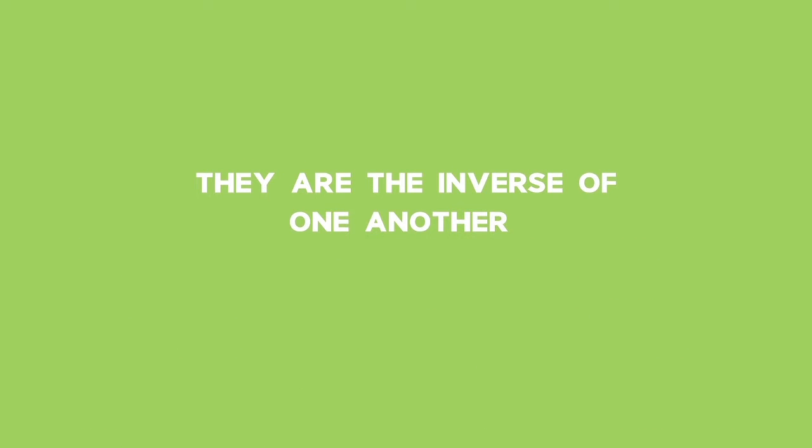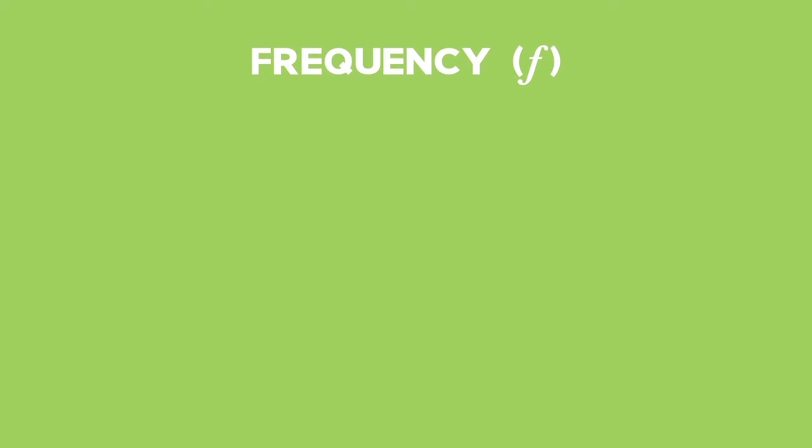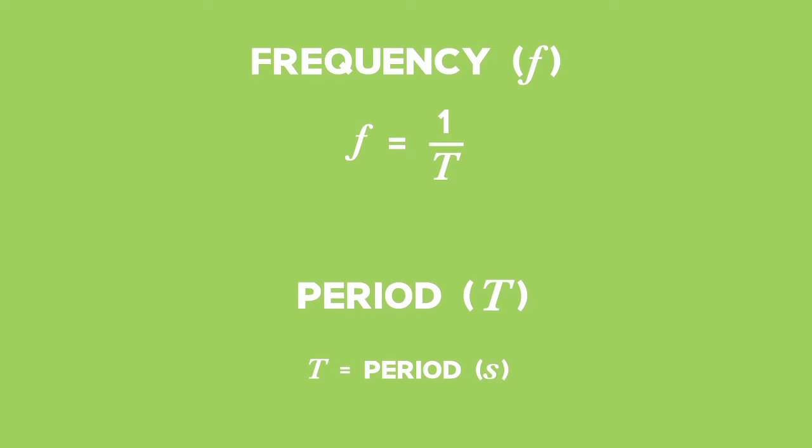They are related to each other by a simple equation. You'll notice that they are the inverse of one another. Frequency is 1 over period, and period is 1 over frequency. If I know frequency, I can work out period. If I know period, I can work out frequency. Please remember frequency is a lowercase f and period is a capital letter T.